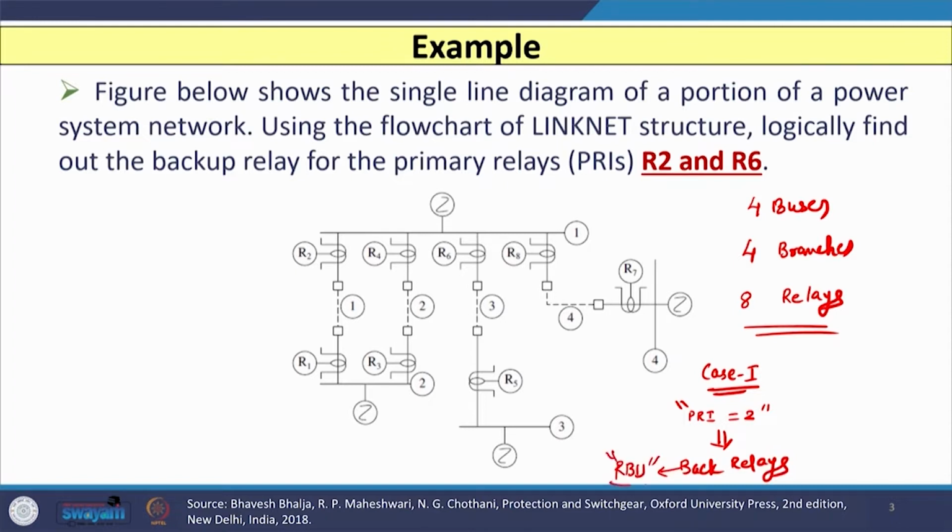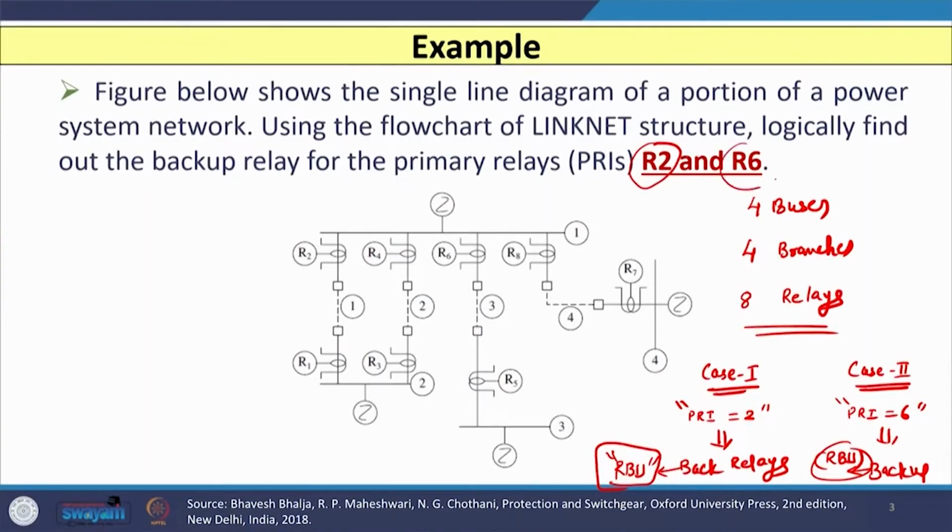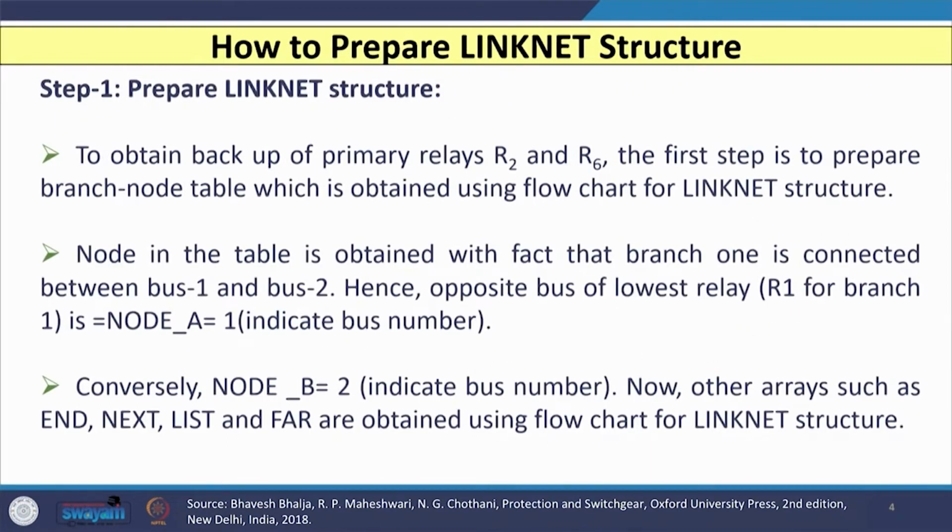So, we need to calculate this RBU for case 1, and for case 2 we have to consider the primary relay PRI equal to 6, and then we need to calculate again the backup relays, which we will again call relay backup RBU. So, these two things we need to calculate for two different cases. In case 1 relay R2 we have to consider, and in case 2 relay R6 we have to consider as primary relay. So, now let us see how the calculation can be carried out.